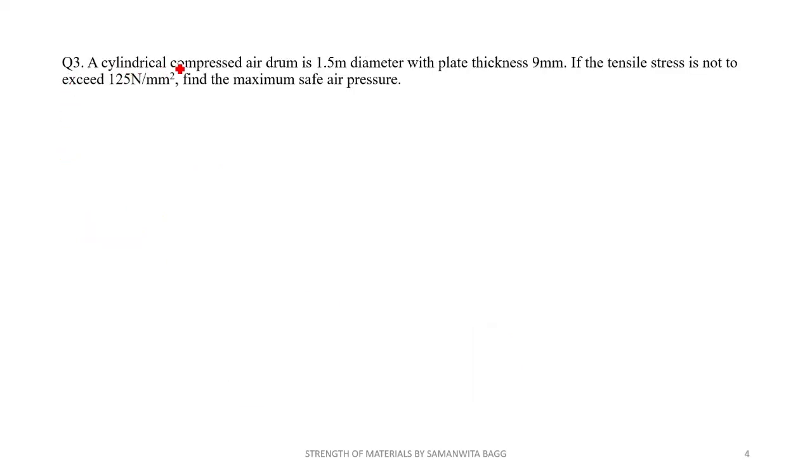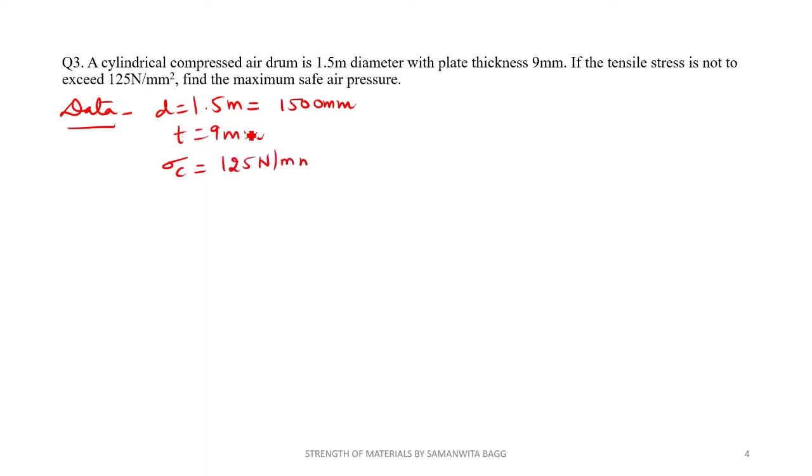Next, a cylindrical compressed air drum is 1.5 meter diameter. So the value of D is given as 1.5 meter, that is 1500 mm, with plate thickness 9 mm. So T is given. If the tensile stress is not to exceed 125 Newton per mm square, so sigma C is given as 125 Newton per mm square. Find the maximum safe air pressure. So I need to find P.